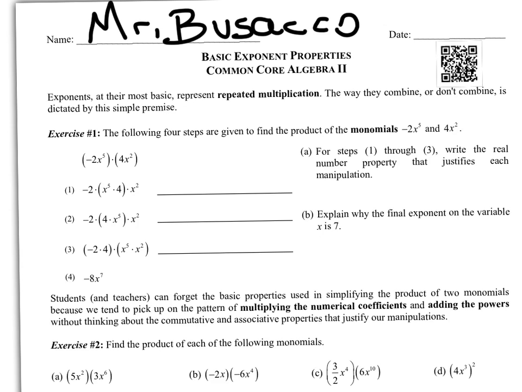Exponents at their most basic represent repeated multiplication. The way they combine or don't combine is dictated by this simple premise.